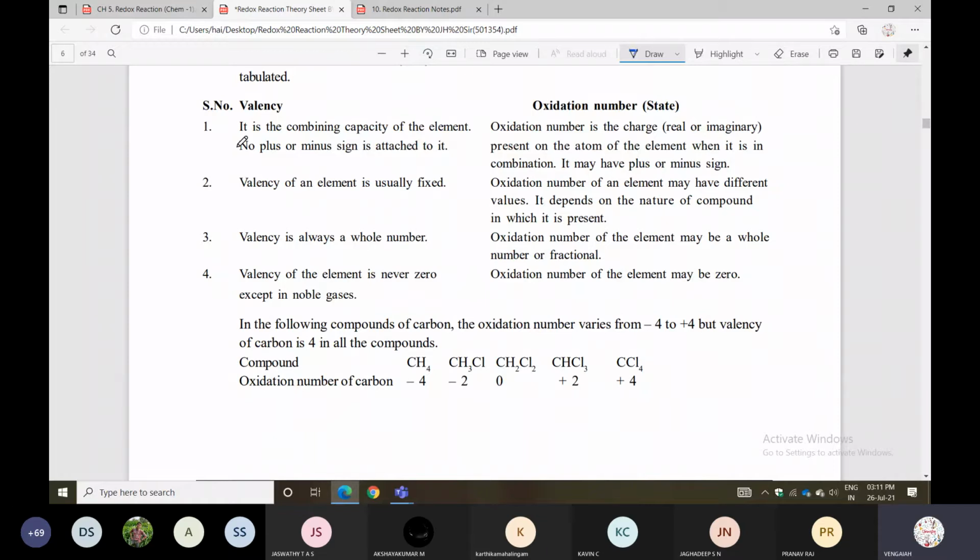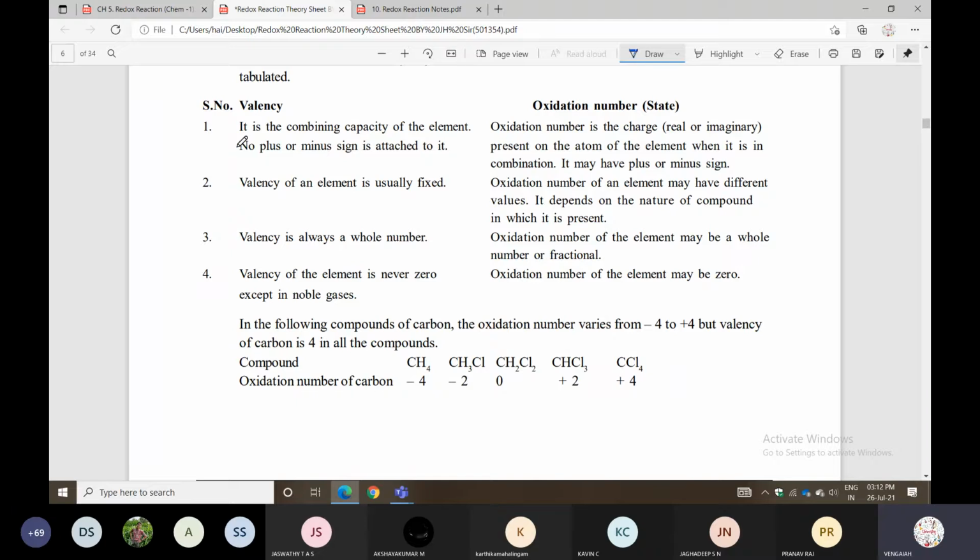Valency is the combining capacity of an element. No plus or minus sign is attached to it; there is no charge representation in valency. So it is the combining capacity of the element.